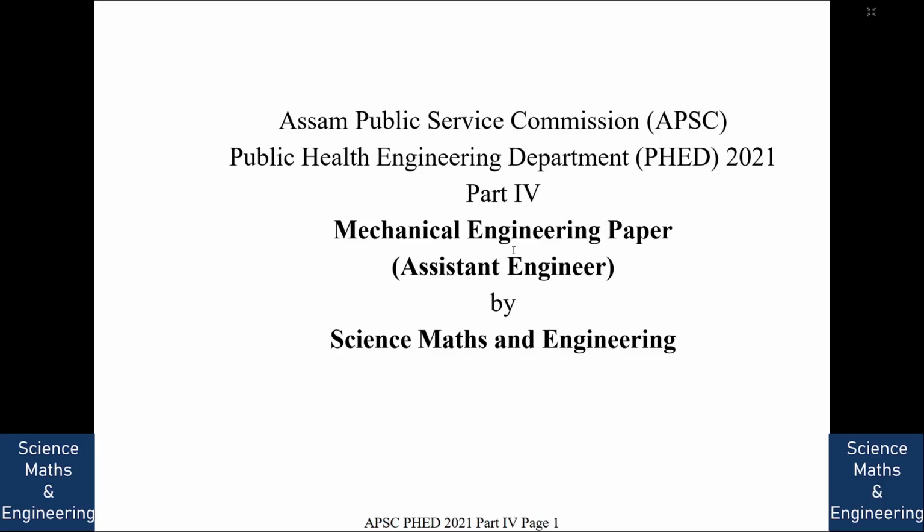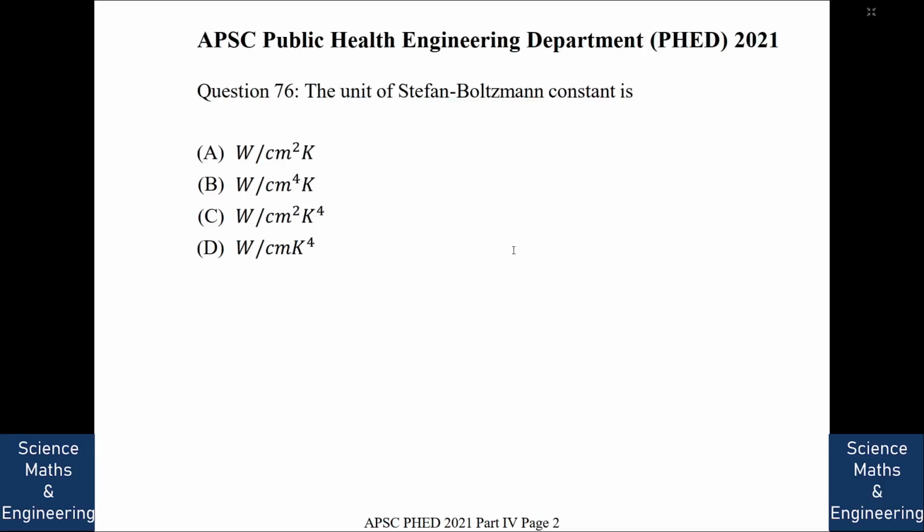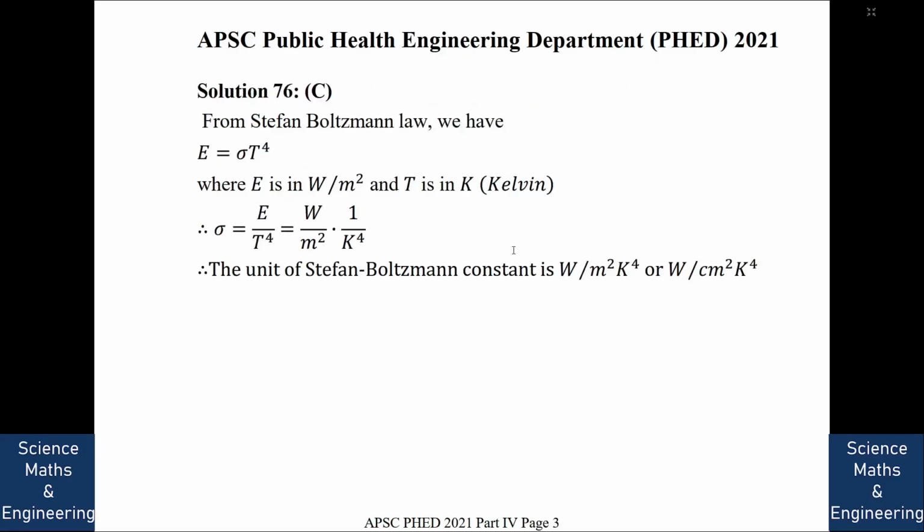Let's get started. Question 76. The unit of Stefan-Boltzmann constant is, the answer is, the Stefan-Boltzmann law. From here we get E is equal to sigma T to the power 4. So sigma would be equal to E divided by T to the power 4. E is in watt per meter square and T is in Kelvin. So it would be watt per meter square Kelvin to the power 4.